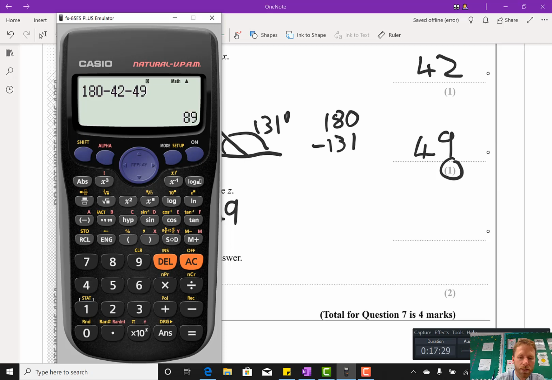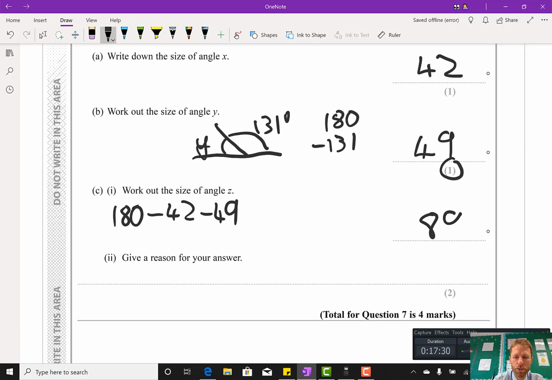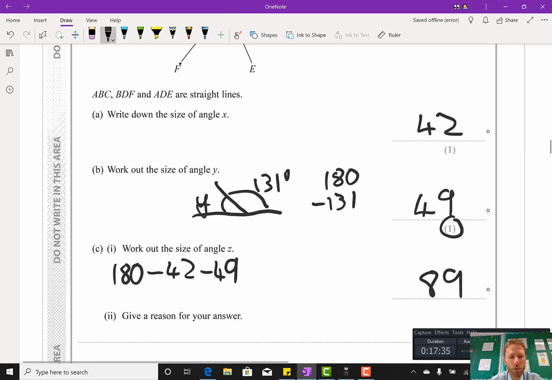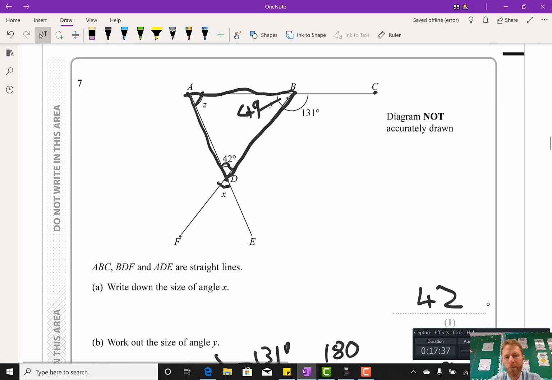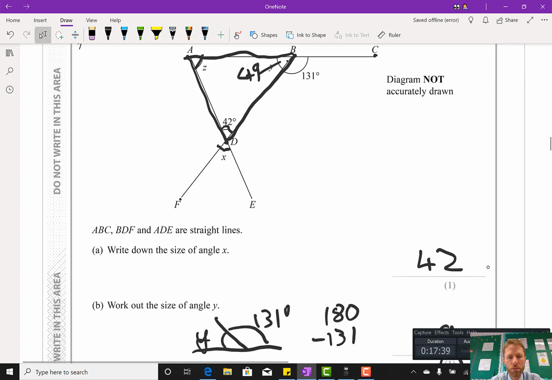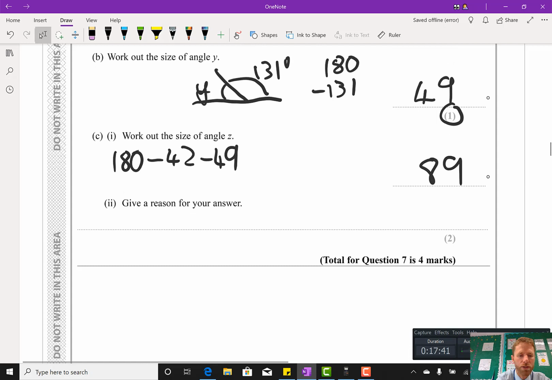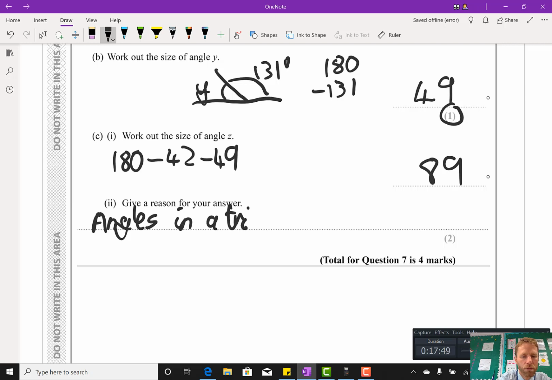89 degrees. So I've got myself a mark, happy with that. Give a reason for your answer. Well, the reason is very simple, that's how I worked it out. That angle is inside a triangle, and I know that angles in a triangle add to 180 degrees, so two marks, job done.